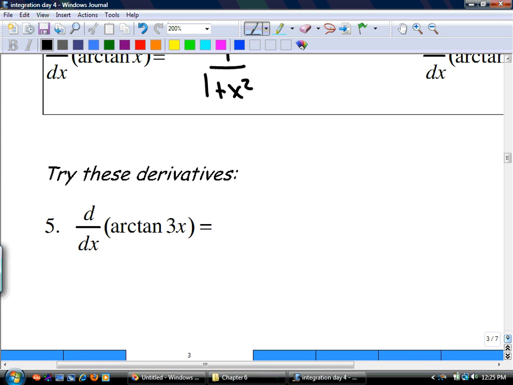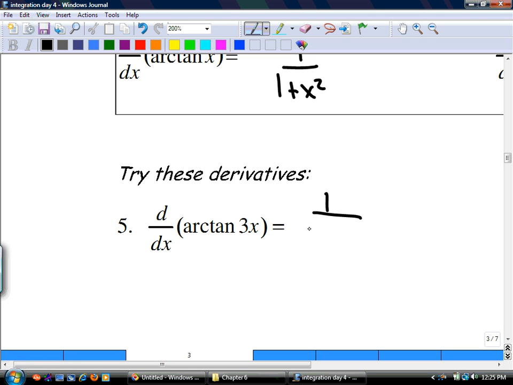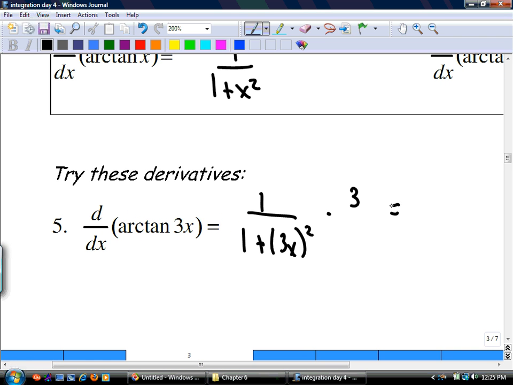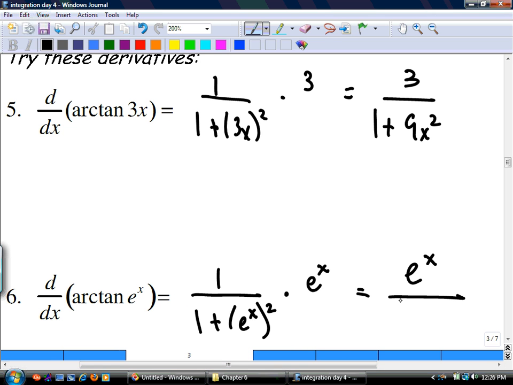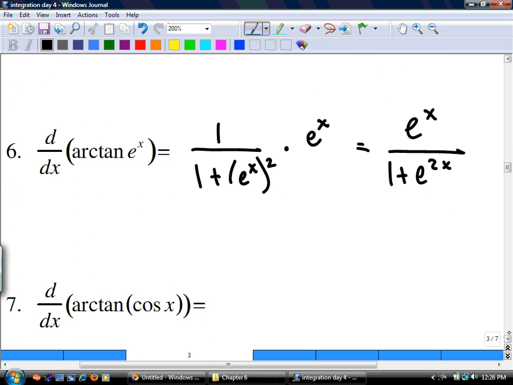So what's the derivative of arctan of 3x? 1 over 1 plus 3x squared, times 3. Now, probably going to hide it a little bit and write it as 3 over 1 plus 9x squared. Okay, what about arctan of e to the x? And the derivative of e to the x is e to the x. We're probably going to hide it a little bit. We can't really hide this one that much.